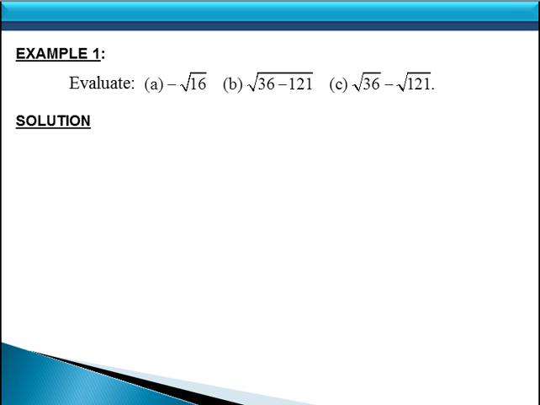So let's evaluate some radical expressions here, some square root expressions. So for a, recall that if you have a negative sign in front of a square root, a good way to think of that is it's the same as negative 1 times the positive square root. So what is the square root of 16? That would be 4, because 4 is the number that I would have to square to get 16. So if you think of that as negative 1 times 4, you would get negative 4. So that's our answer.